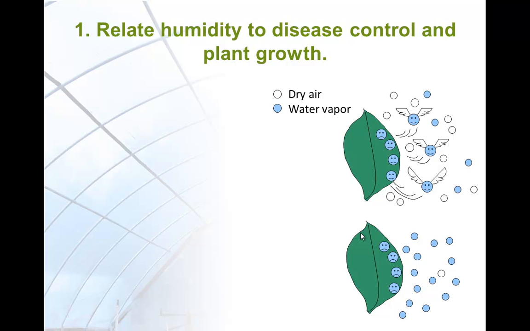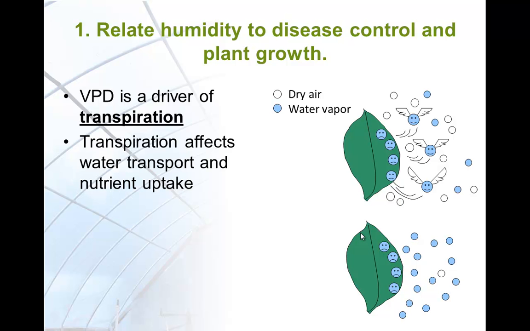Humidity environment is very important for plant growth in a greenhouse. As we discussed in our first module on humidity control, we introduced the concept of vapor pressure deficit. And vapor pressure deficit, or VPD, is a driver of transpiration. Transpiration affects water transport and nutrient uptake. Transpiration also affects photosynthesis because of its effect on the gas exchanges. The gas exchanges include water vapor and also CO2.